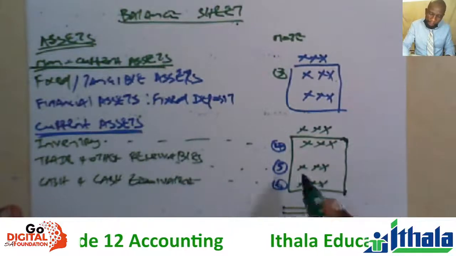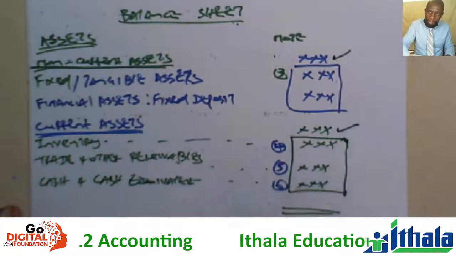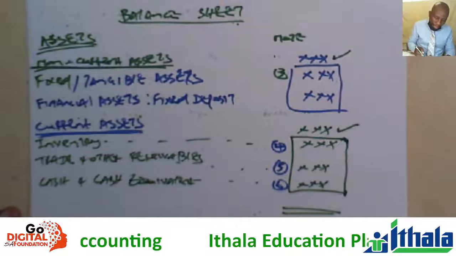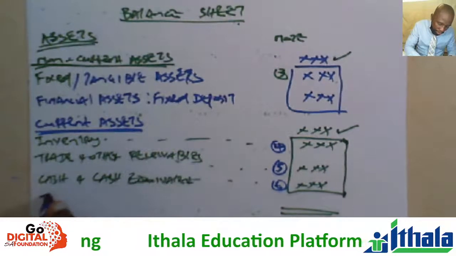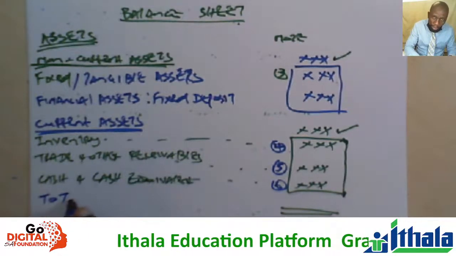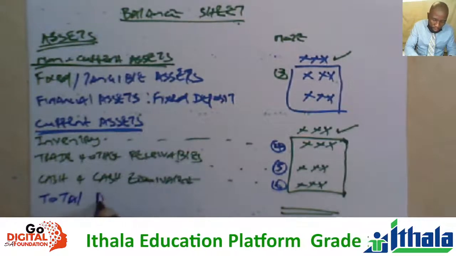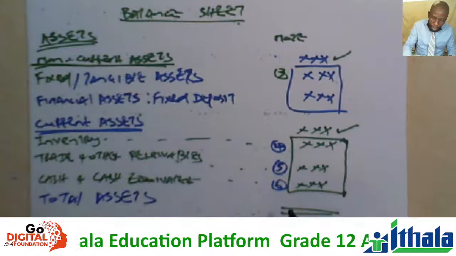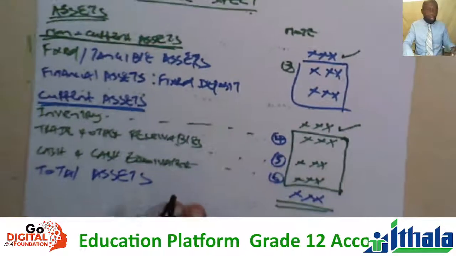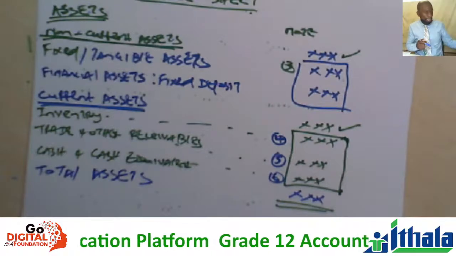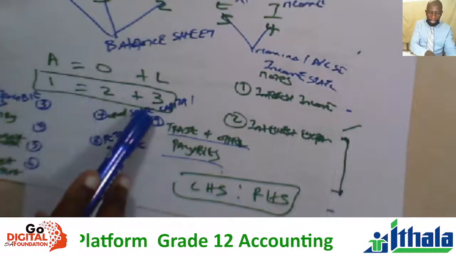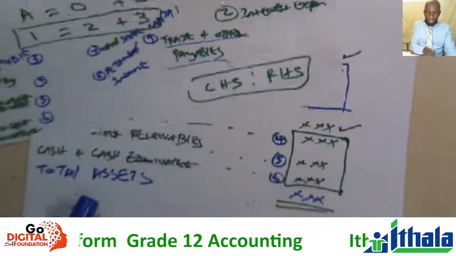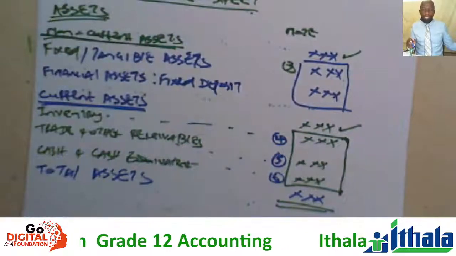Now you are at the bigger assets and the smaller assets. So non-current assets plus current assets is equal to what? Total assets. According to our system, we are getting A. You write here total assets. You see now A is equal to O plus L. So A is equal to O and L collectively. So we put this one aside.